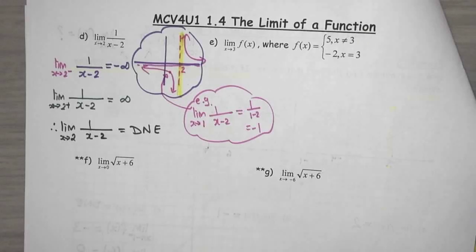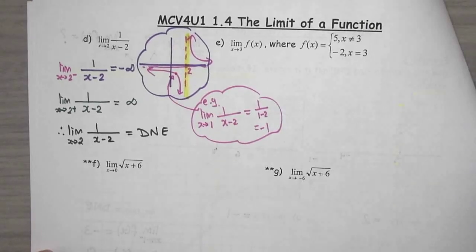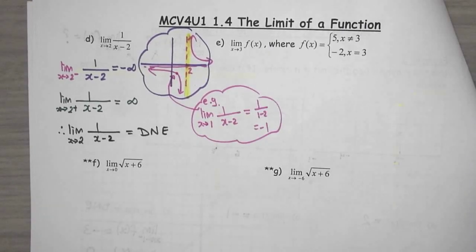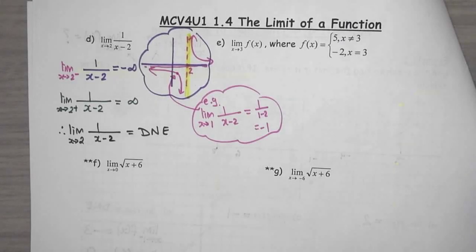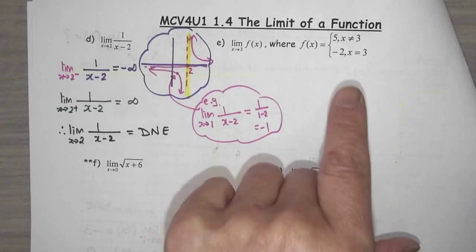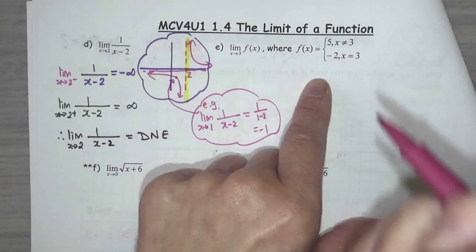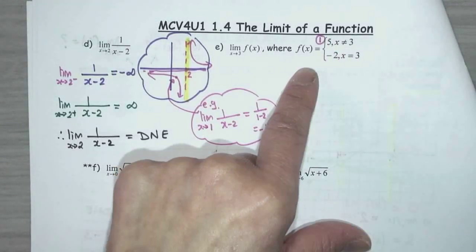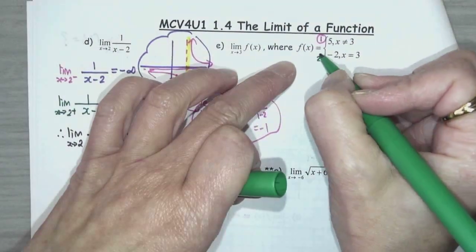This next one, I chose this example just because people get confused with what it's saying. So let's read it carefully. It's a piecewise function. We've done piecewise functions already. You just look at it and go, what exactly is this saying? So let's look at the first thing. This is two things, so it's a piecewise 1 and 2.